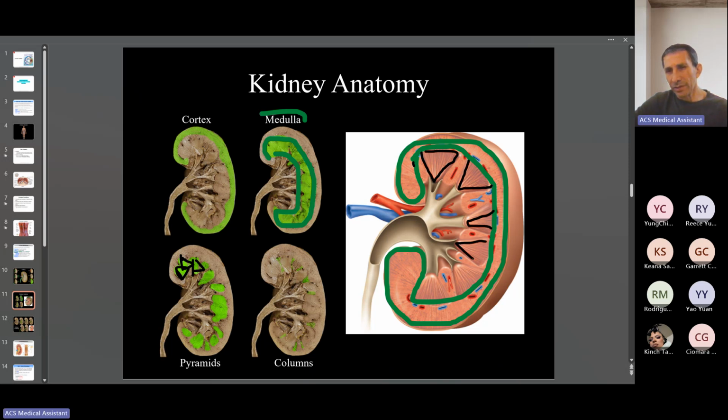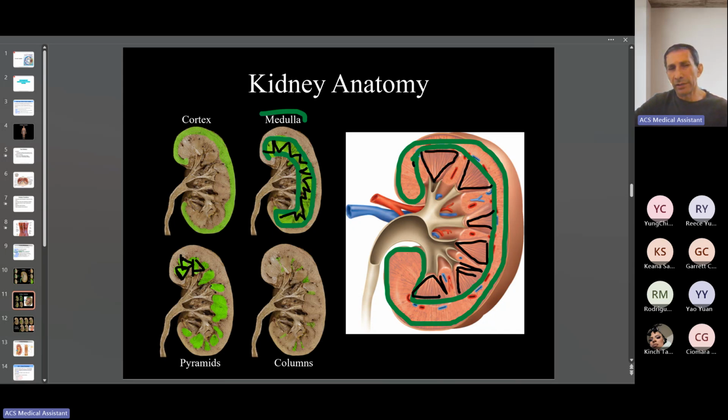The renal pyramids right here. These are pyramids and these are pyramids. So that's what it's telling you, which is right here. Here we have the pyramids. The medulla is made of the renal pyramids. That's exactly what it's telling you right here.